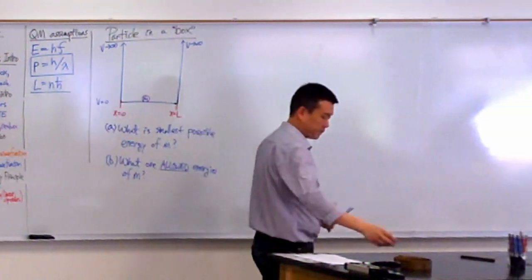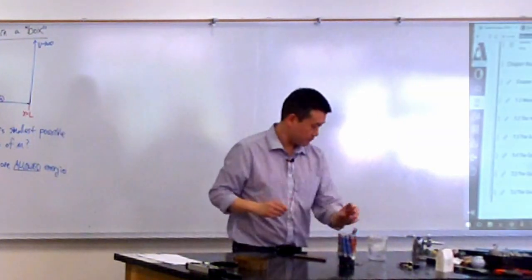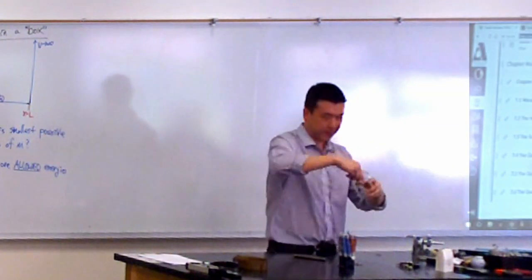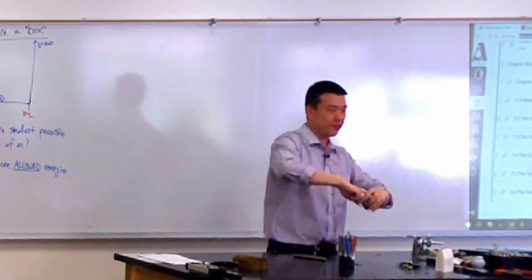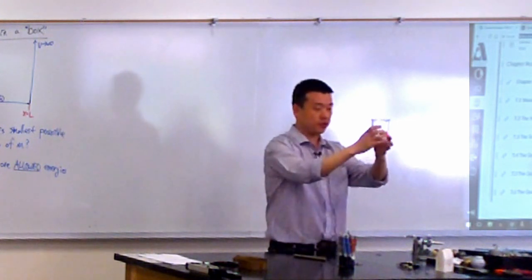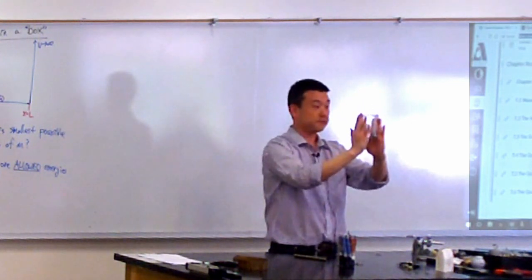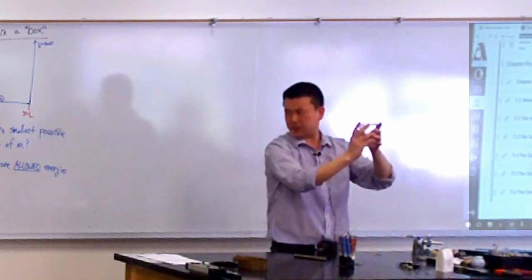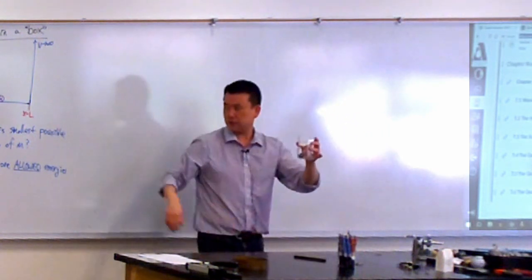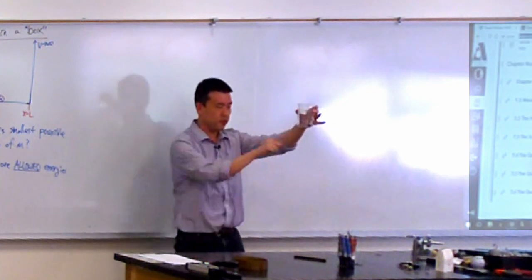So we have a mass. I'm going to have to be careful not to break the speaker. We have a mass that's confined to be within some region of space. It's a bit of an odd question to ask. What is the smallest possible energy of this mass?